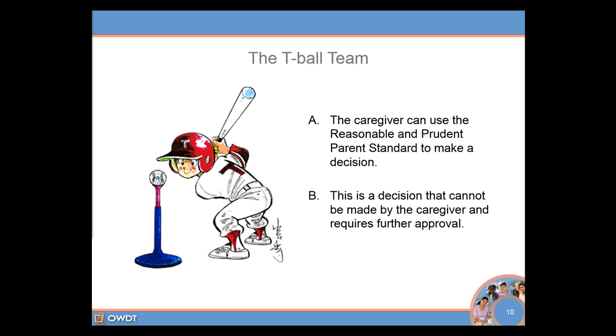A, the caregiver can use the reasonable and prudent parent standard to make a decision. Or B, this is a decision that cannot be made by the caregiver and requires further approval. The answer is A. Playing a sport has risks, but if it is developmentally appropriate, it is within the standard of decision making for extracurricular activities. The foster parent could have a discussion with the mother about the team and invite her to attend practices or games if appropriate.